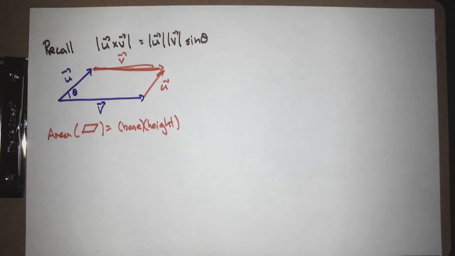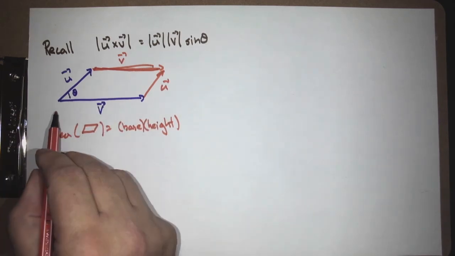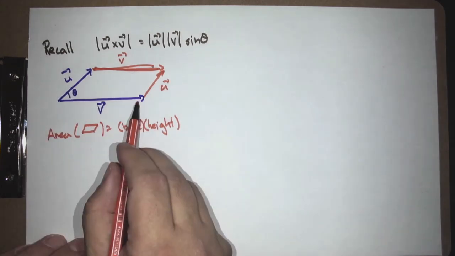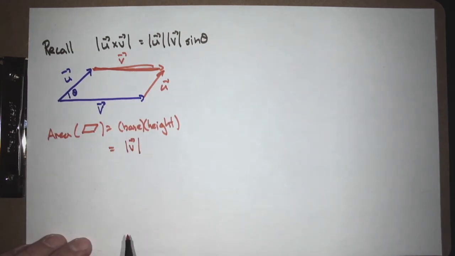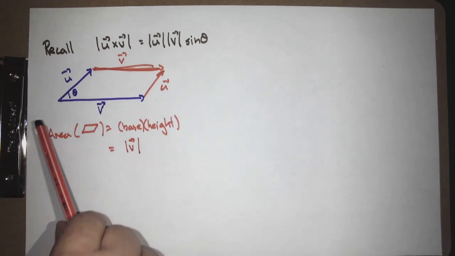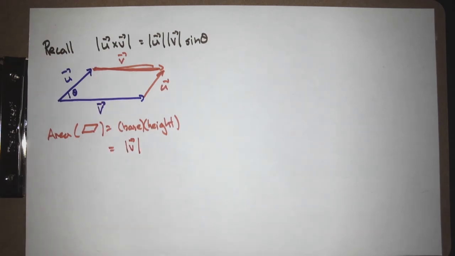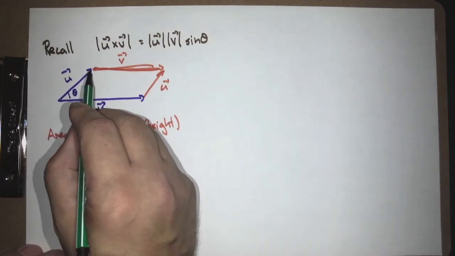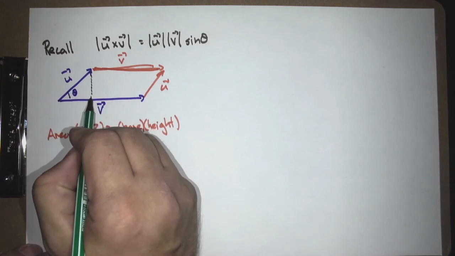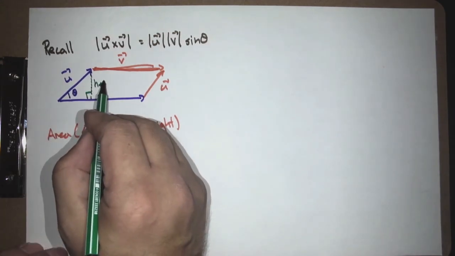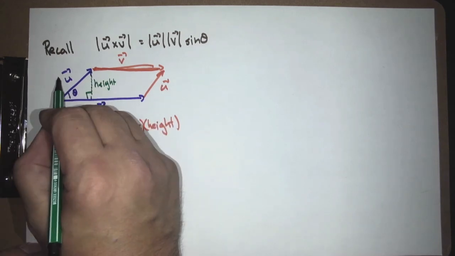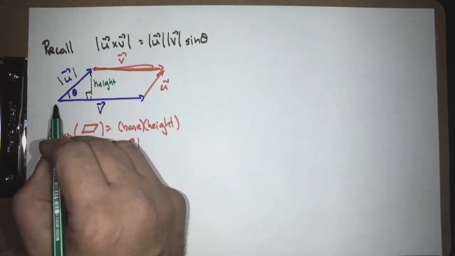So in this case, let's suppose we make this part our base. What's the length of this side? Magnitude of v. Now, what's the height? It's not the magnitude of u. The height would be if we were to drop straight down. Now, interesting here. Here's our height. We know the length of the hypotenuse in this right triangle.